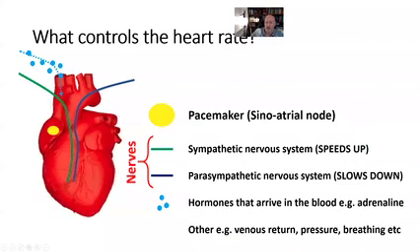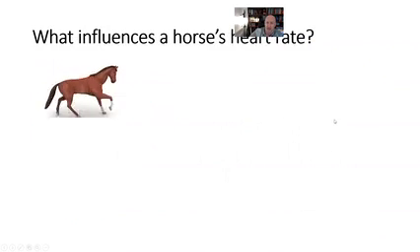The heart rate also changes very subtly with breathing as well. So those are the main things that are controlling the heart. Now, these aren't the things we're particularly interested in, but the things that influence the horse's heart rate are mediated through these things here that we're talking about.